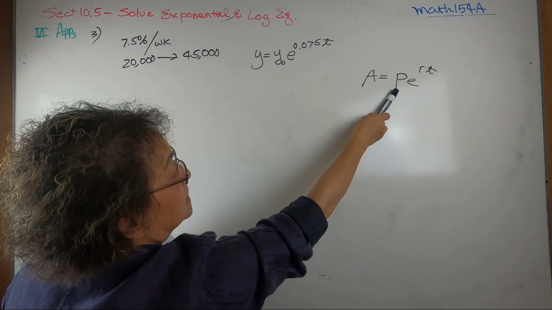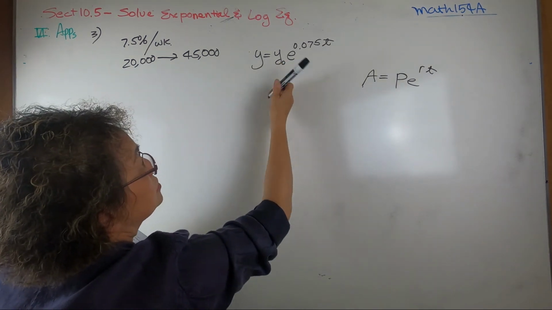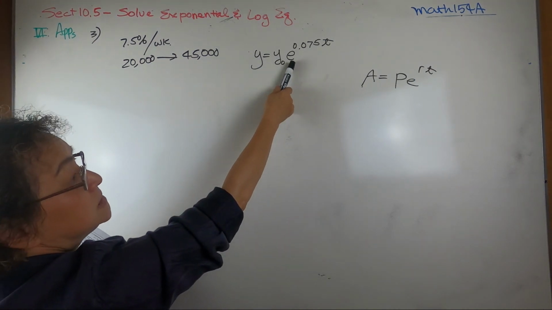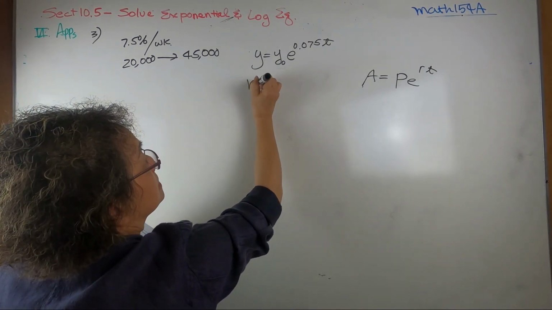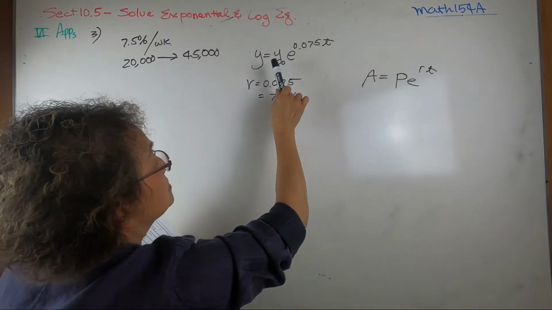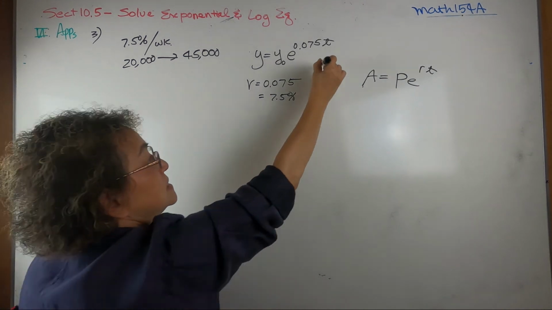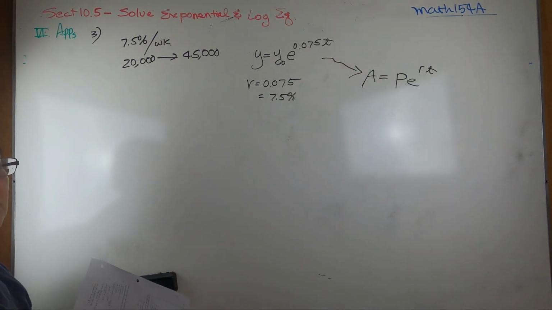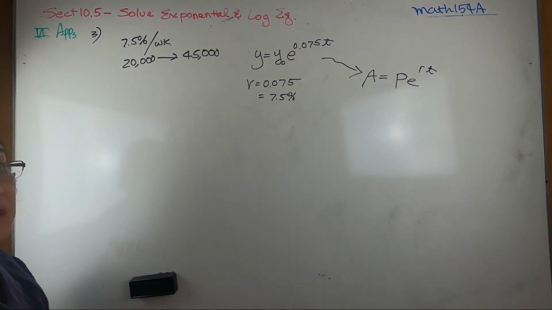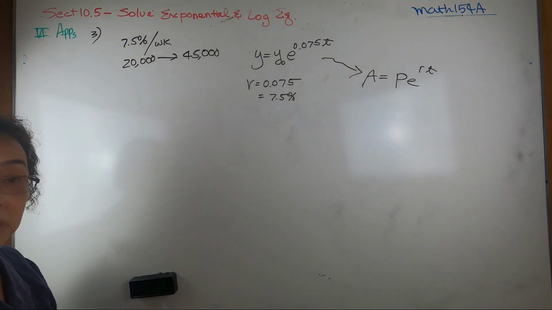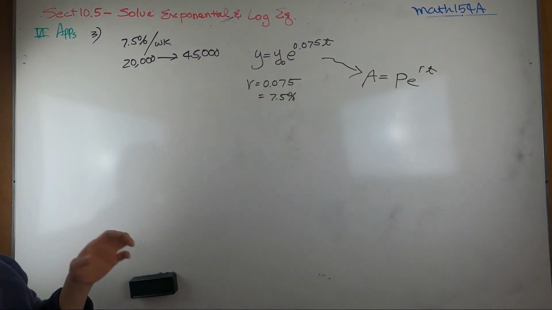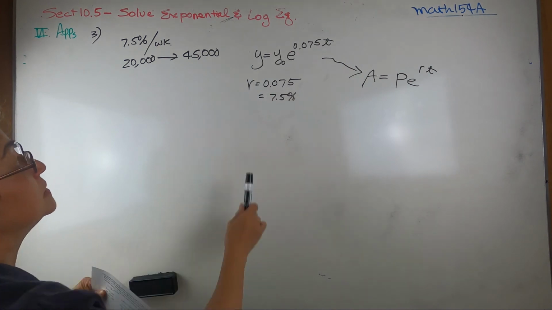P is a starting point, so Y sub 0 means at the time of zero, at the beginning of time. Then e, right? R is what? R is 0.075, which is 7.5%. So they give you this formula. It means similar to this kind. It's continuous growth, where you will be continuously infected by other people.